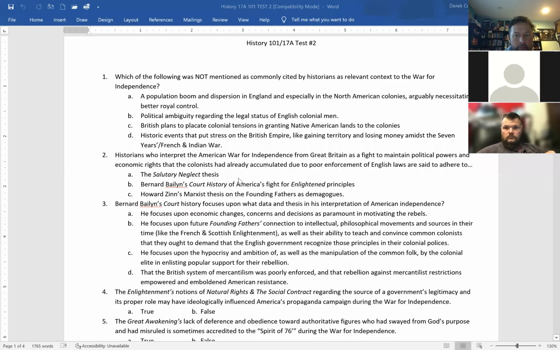So let's take a look at test two. Please remember you do not have unlimited submissions on the second test, okay? Test one you do, but not with test two, all right? Notice how I have things a little bit topsy-turvy on option C with number one. British plans to placate colonial tensions in granting Native American lands to the colonies.